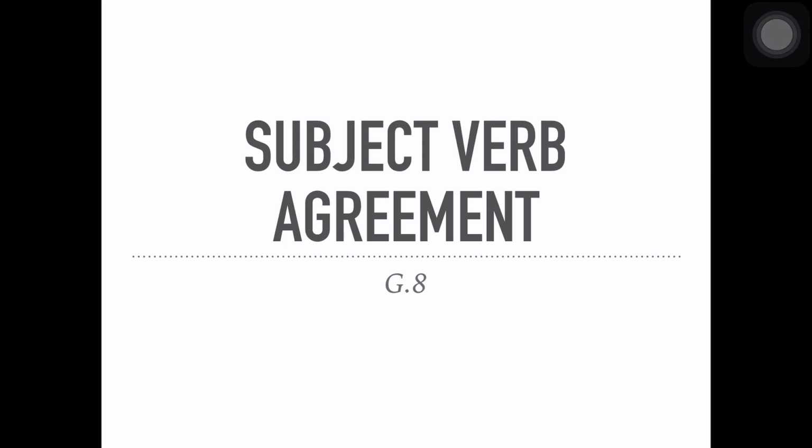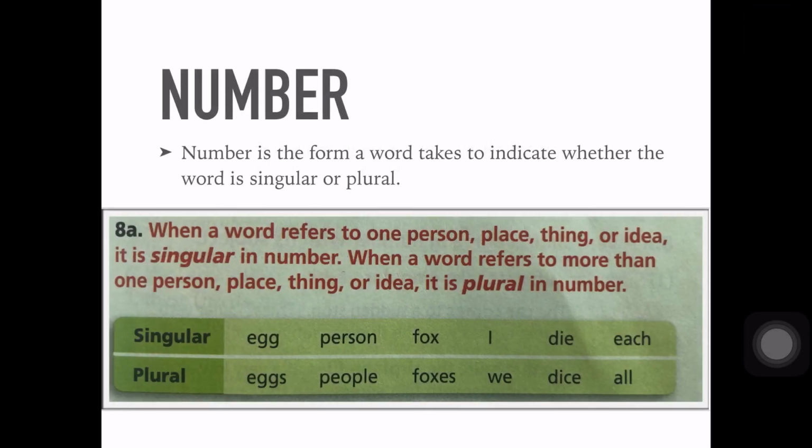Today we're going to talk about subject-verb agreement. Subject-verb agreement means that the verb must agree with the subject in number. What do we mean by number? A number is the form a word takes to indicate whether the word is singular or plural.